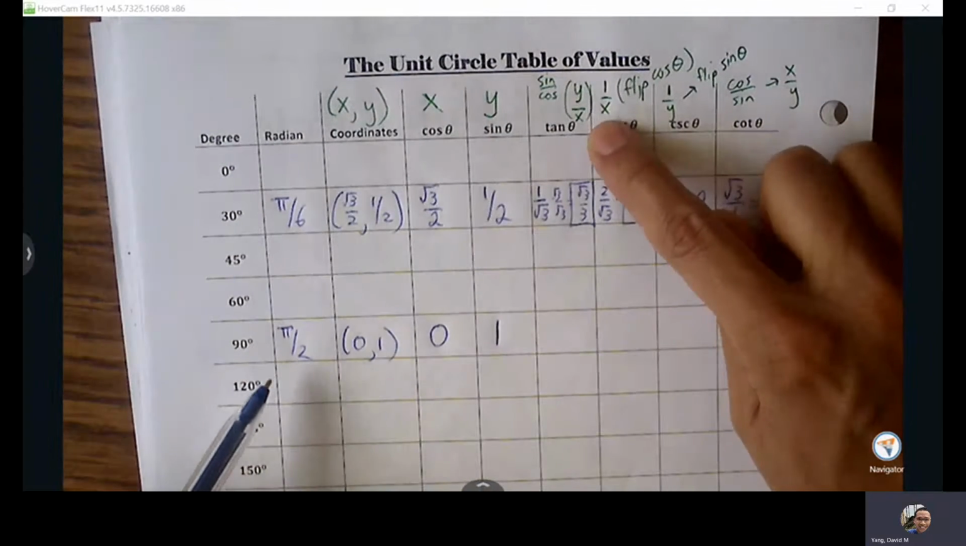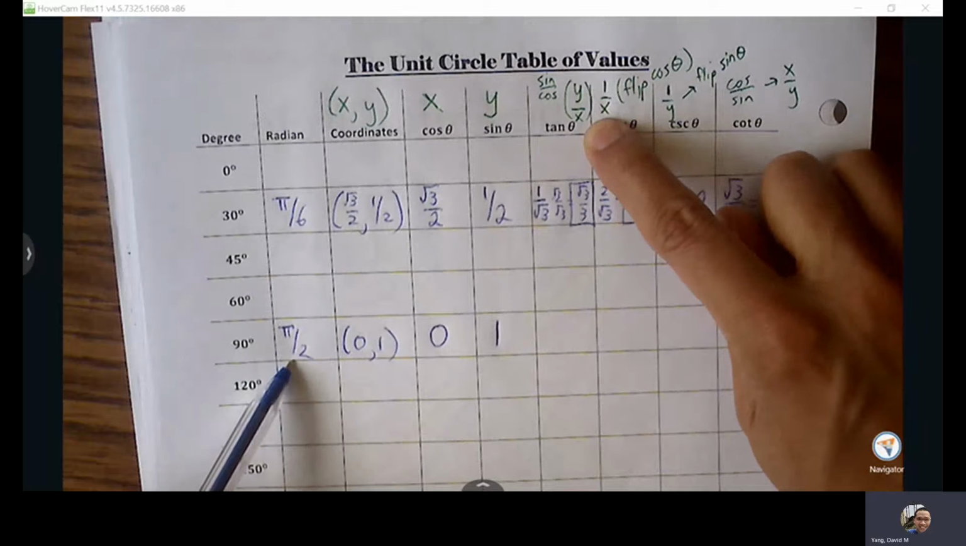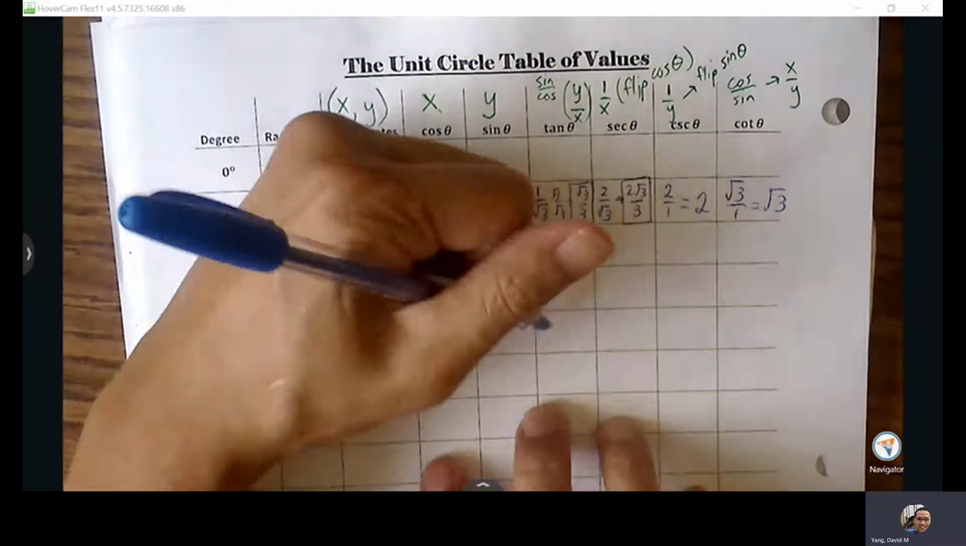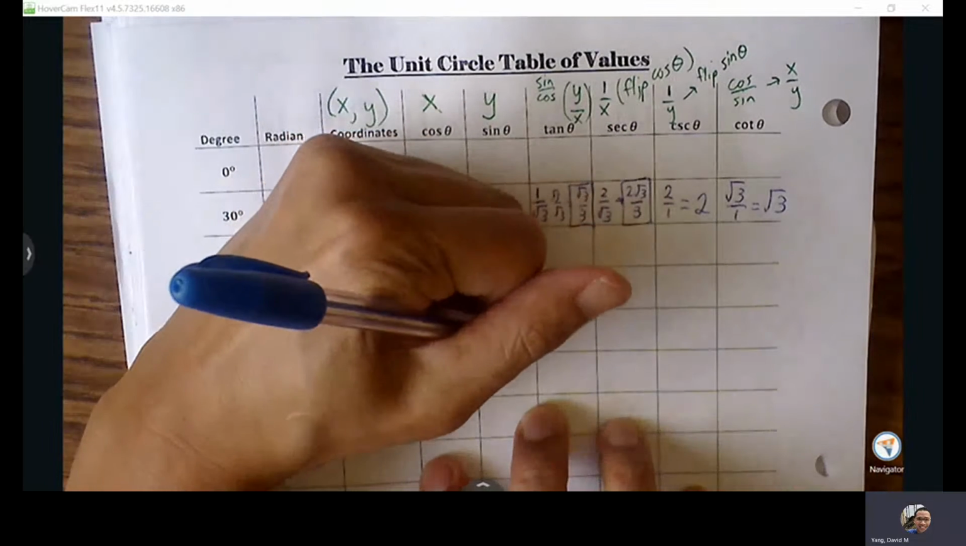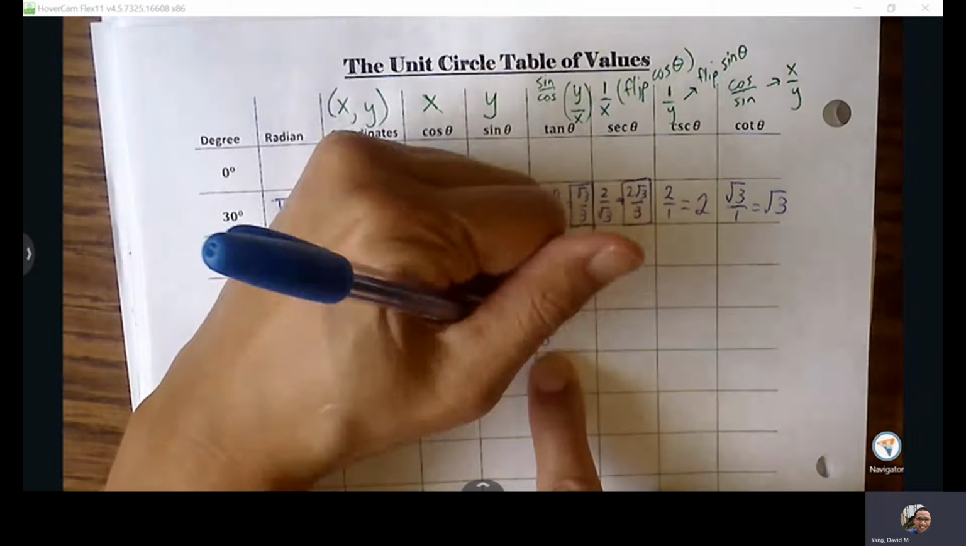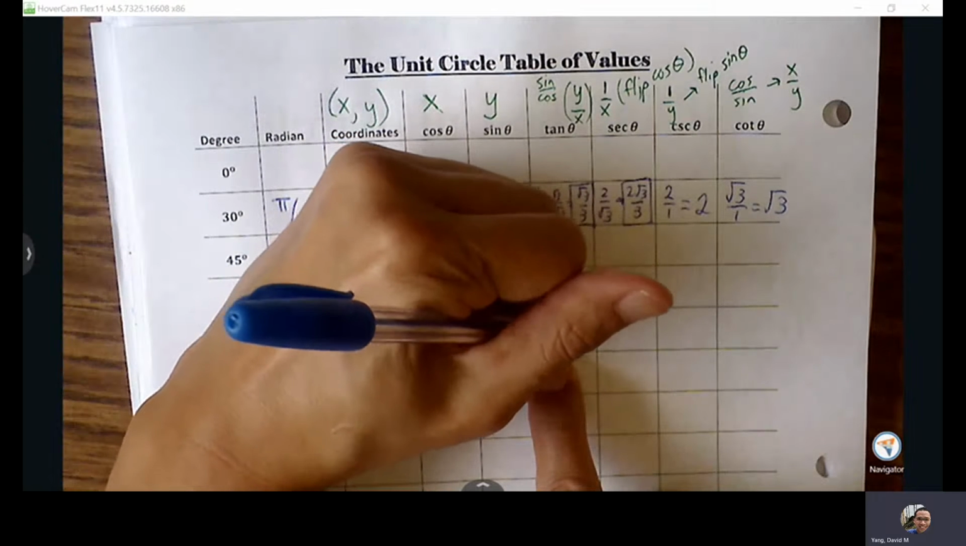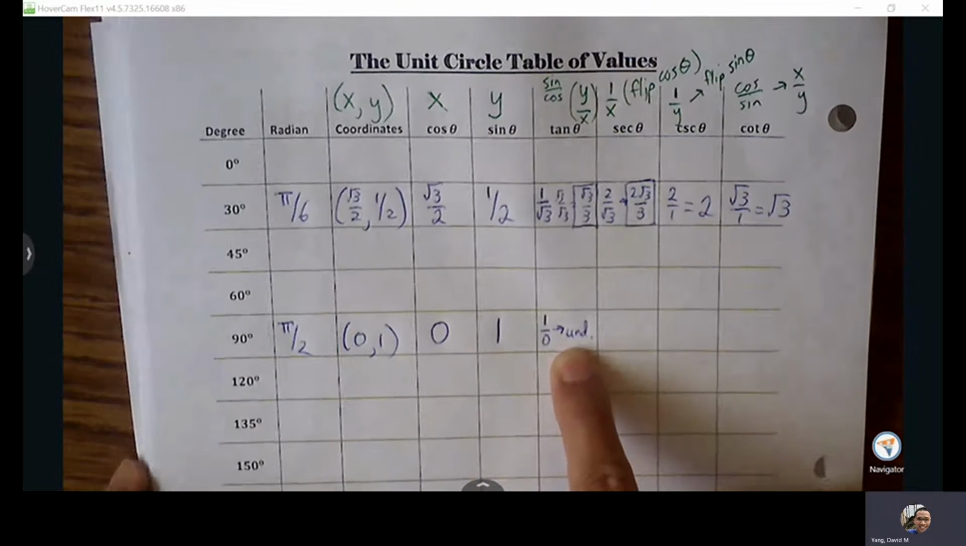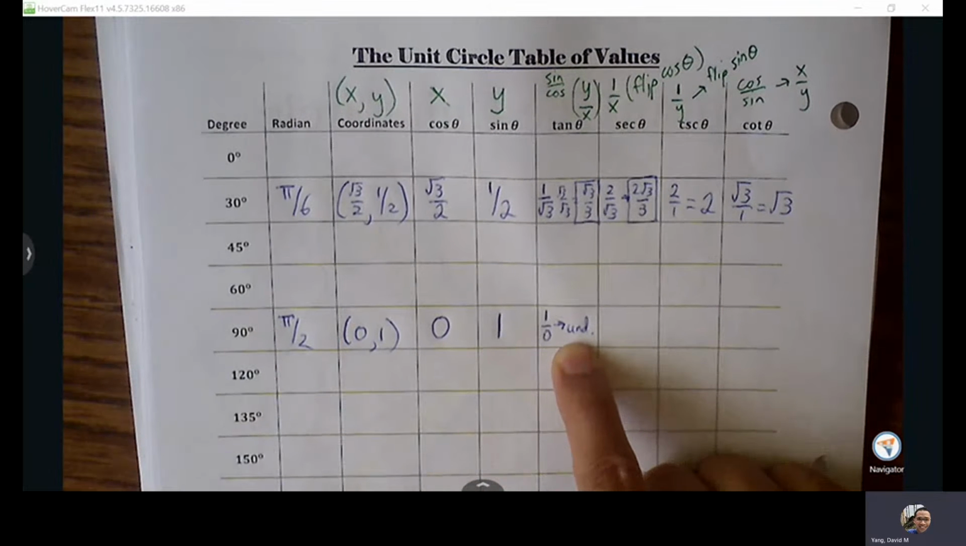All right. Tangent of pi over 2. Okay, so you see 1 over 0. What happens when we divide by 0? We can't, so we call it undefined. UND for undefined. If you tried entering 1 over 0 in your calculator, you'll get an error. So we can't divide by 0.